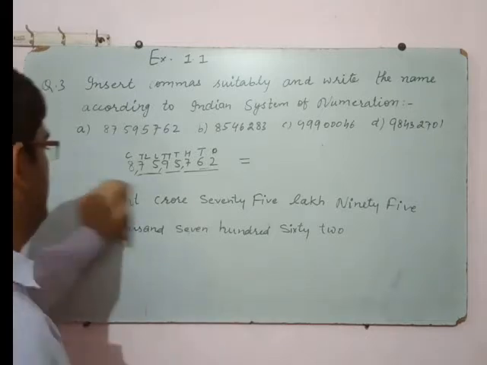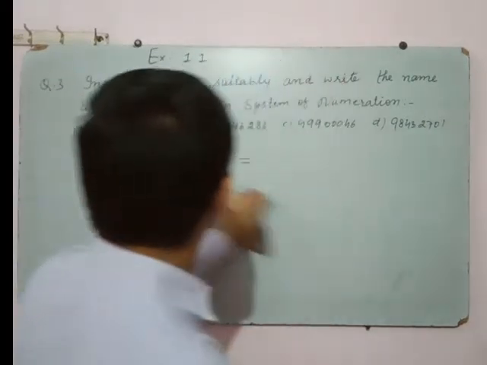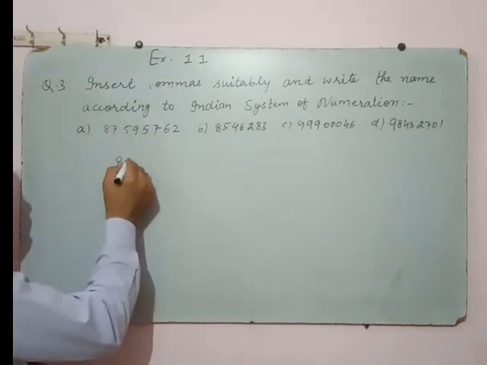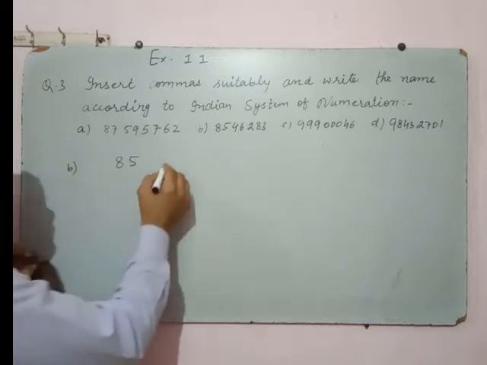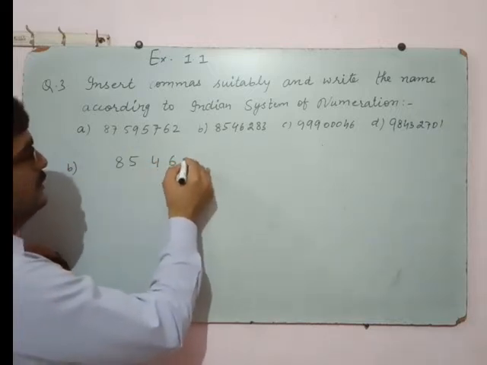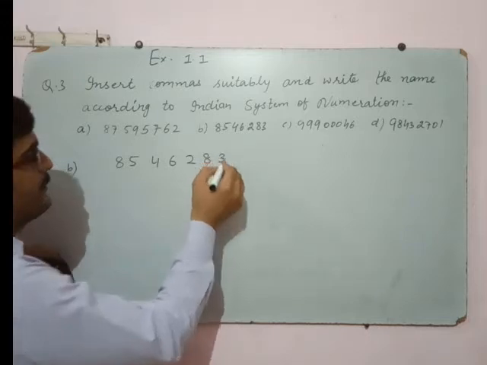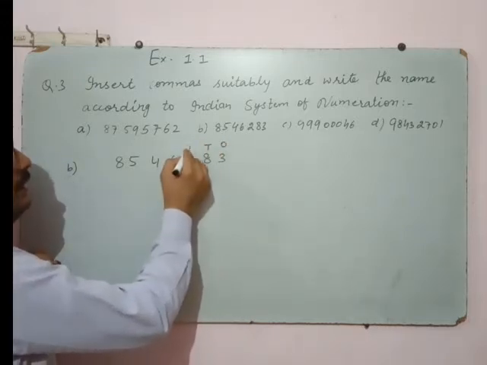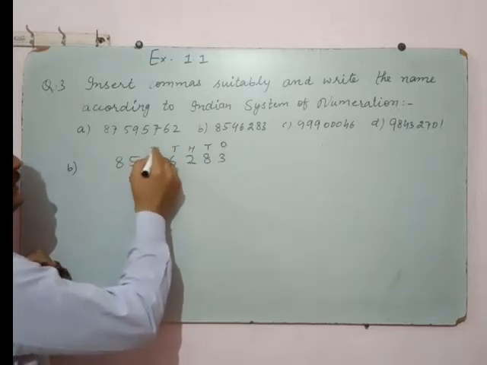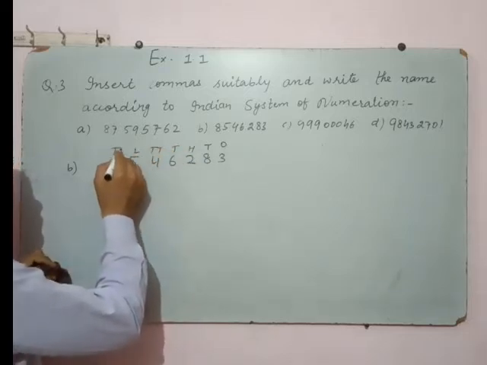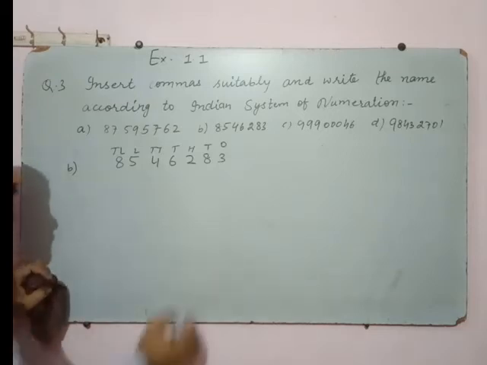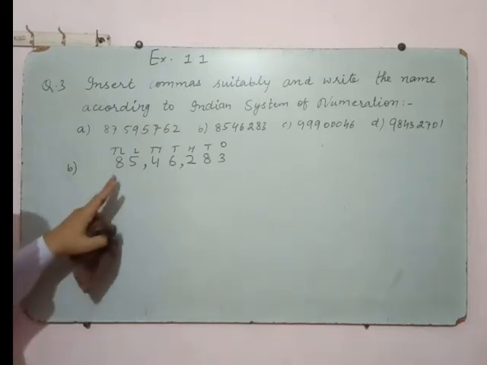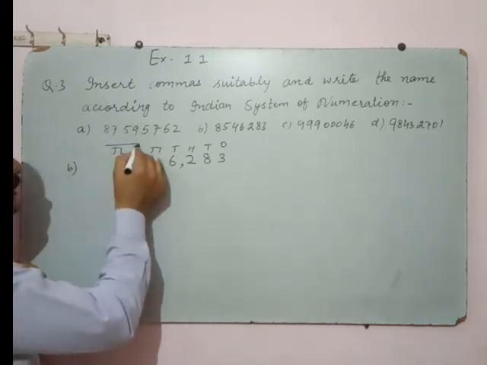Next is 8546,283. So ones, tens, hundred, thousand, 10,000, lakh, 10 lakh. Okay. So insert the commas before three places, then two places. Okay, now what is this? Lakh.